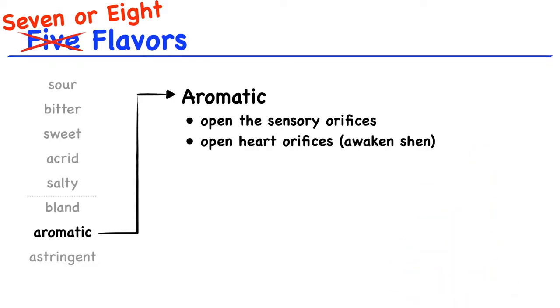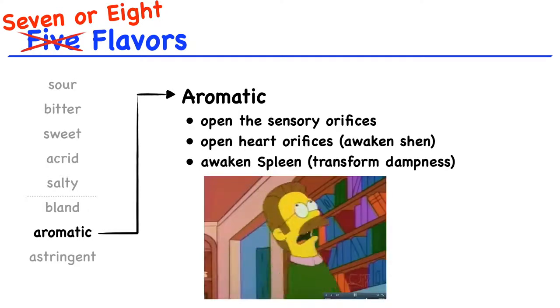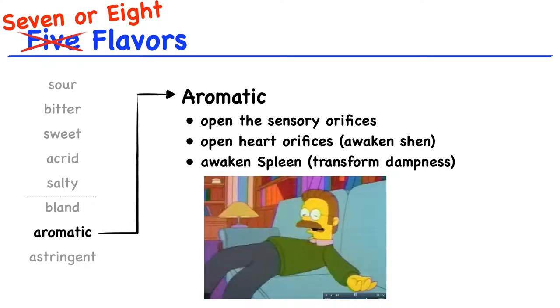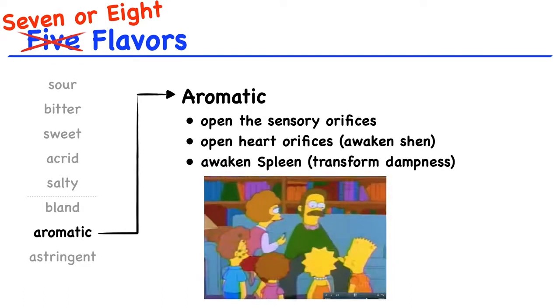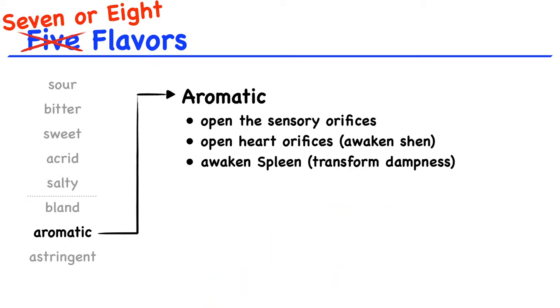Aromatic herbs also open the heart orifices to revive the Shen or awaken the spirit. And aromatic herbs also awaken the spleen. So think about smelling salts. If a person passes out, you can use the strong fragrance of smelling salts to wake them up. Similarly, aromatic herbs wake up the spleen so that it can perform its function of transforming dampness. That's why we might also say that aromatic herbs transform dampness.